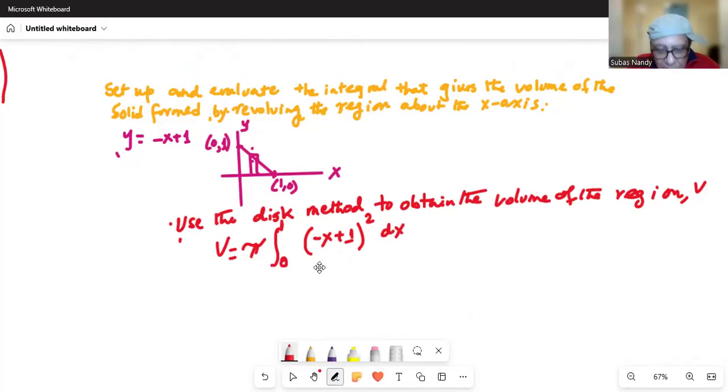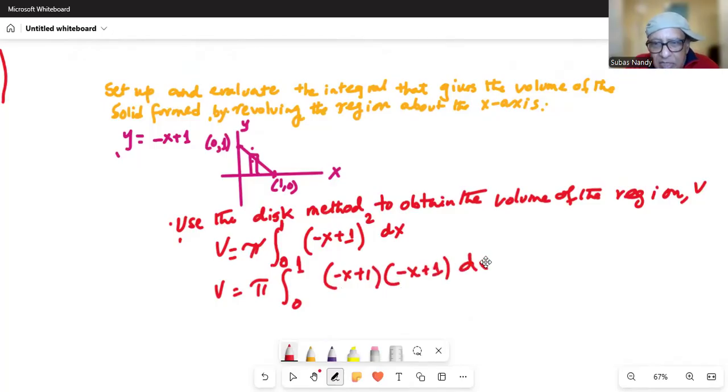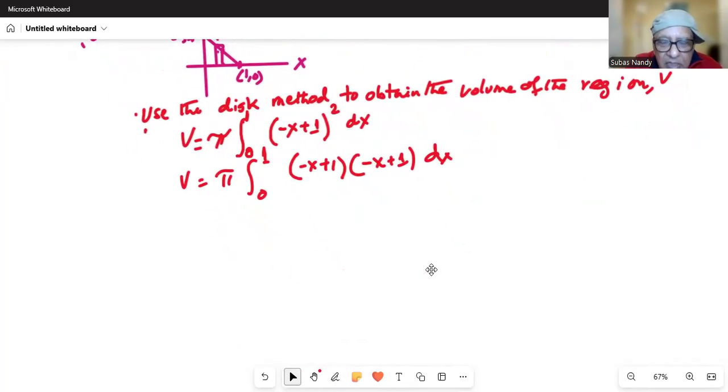Okay, so basically we are going to complete this integration between the limits of 0 and 1. So pi, 0 to 1, because the lowest value of x is 0 on the y-axis, and the highest value of x is 1 on the x-axis. Now if I open this up, this is minus x plus 1 times minus x plus 1, right? Squared means you multiply by itself one more time. So let me move this a little bit up and create some space.